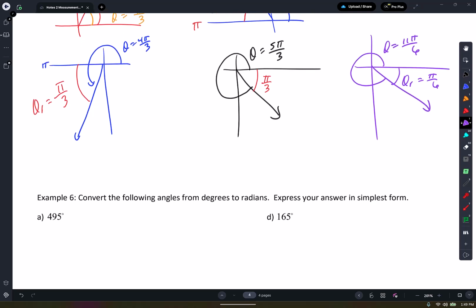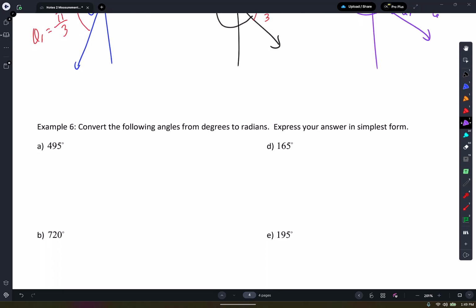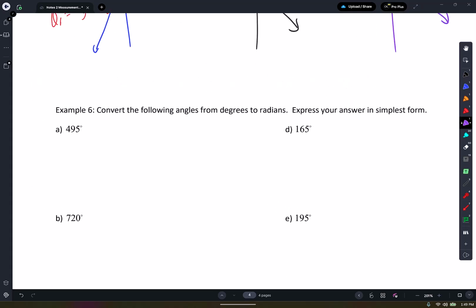All right. Don't worry. We're going to do some together. We're going to let you guys choose 3 problems. We'll probably do 5 total. So let's convert these. These are pretty straightforward to do. So 495, that's a degree. It says convert the following angles from degrees to radians. So this is your answer in simplest form. So we're going to leave the pi alone.